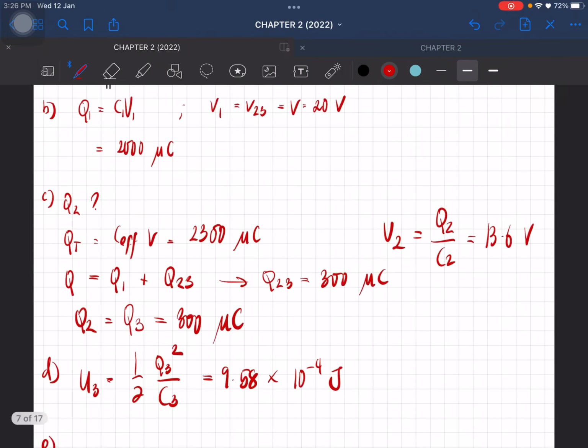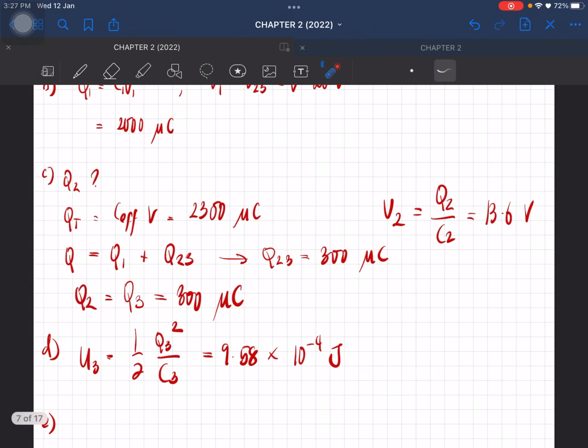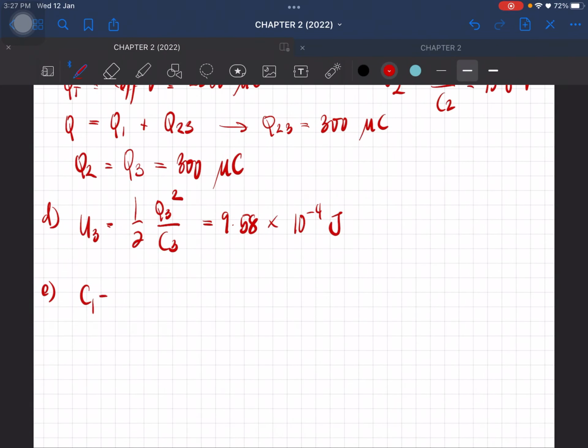Okay, and then lastly we have to calculate the area of each plate in capacitor C1 if the distance is 0.02 micrometer and the region is vacuum. For that case we are going to use C1 equal to epsilon naught A over d. You haven't actually entered the subtopic for that one, but that's okay, at least you know how to calculate. So just rearrange and you should get the area to be equal to 0.226 meter square.